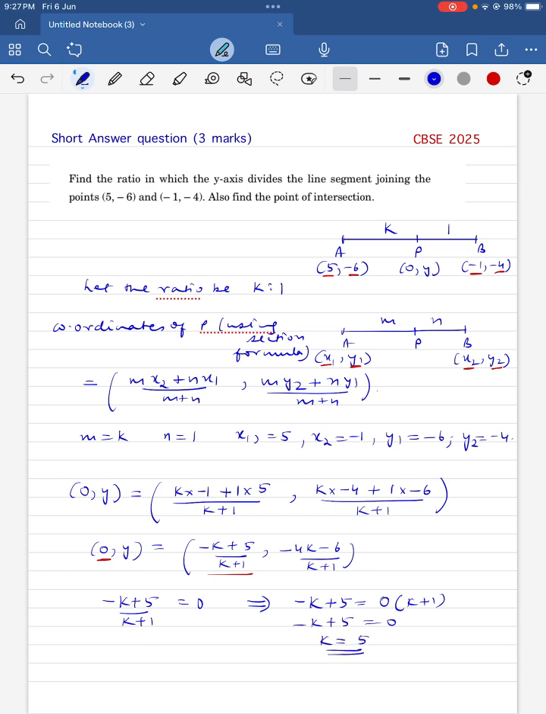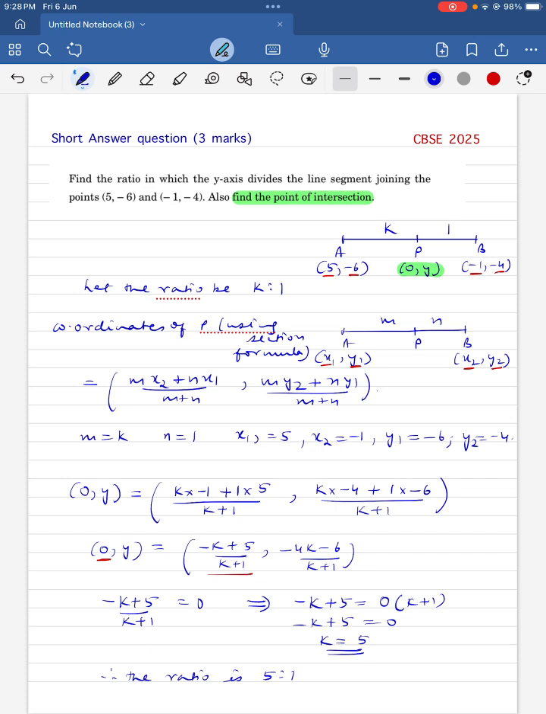Okay, so therefore we got the ratio. Therefore the ratio is 5:1, because we had taken initially the ratio as k:1, and we got the value of k as 5. So the ratio is 5:1. Now they've also asked you to find the point of intersection. Now how do we find the point of intersection? We just need to find the value of y, because we know that the point of intersection has coordinates (0, y). Okay, so this is the coordinates of the point of intersection.